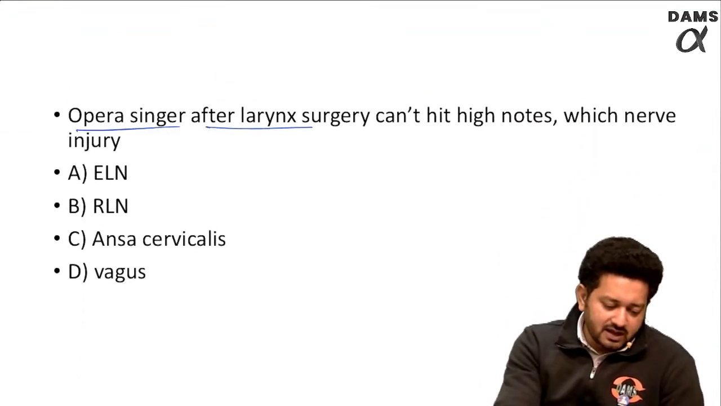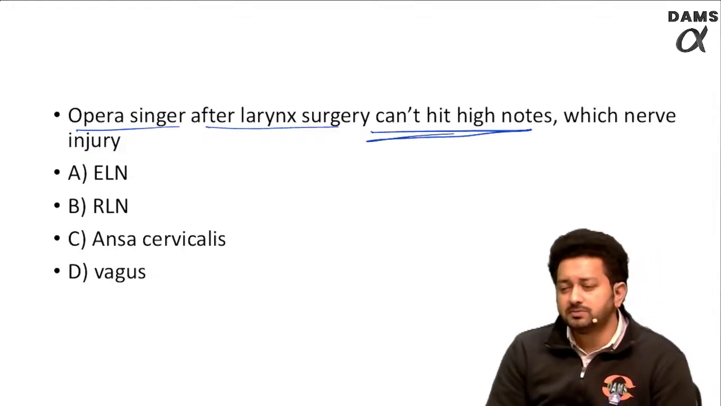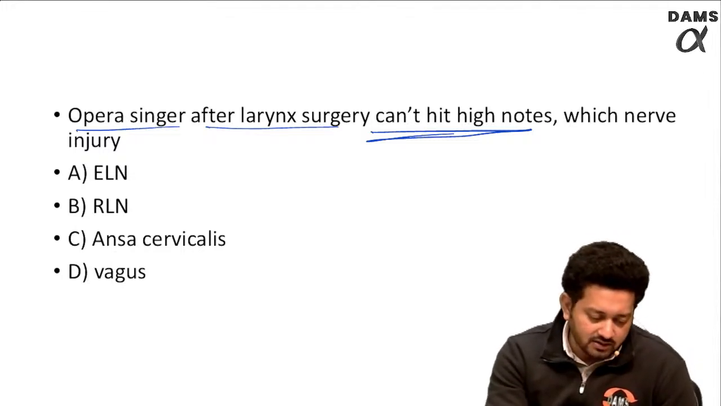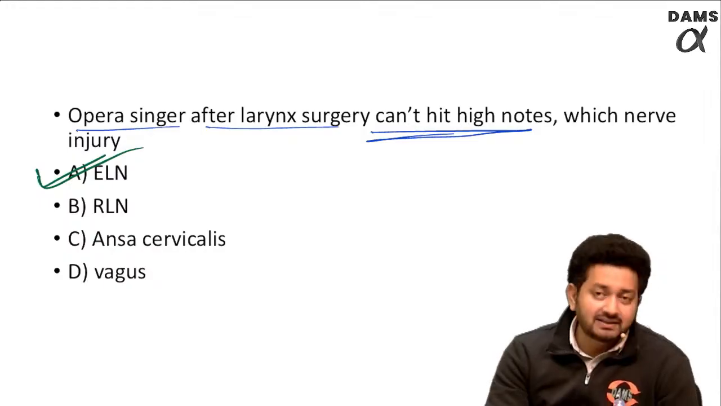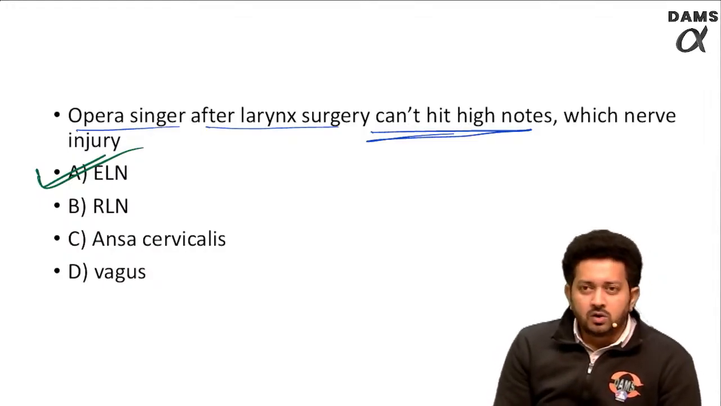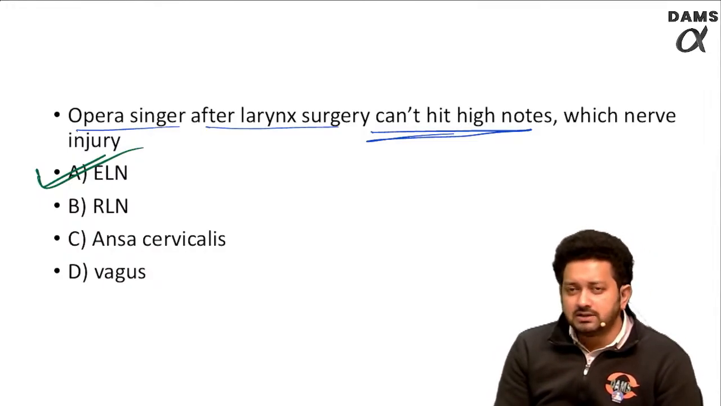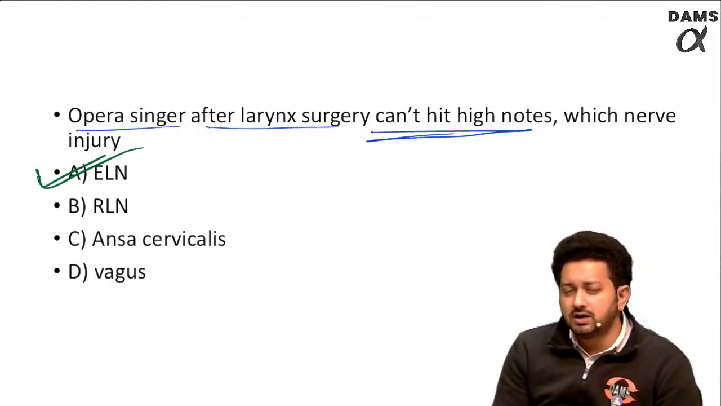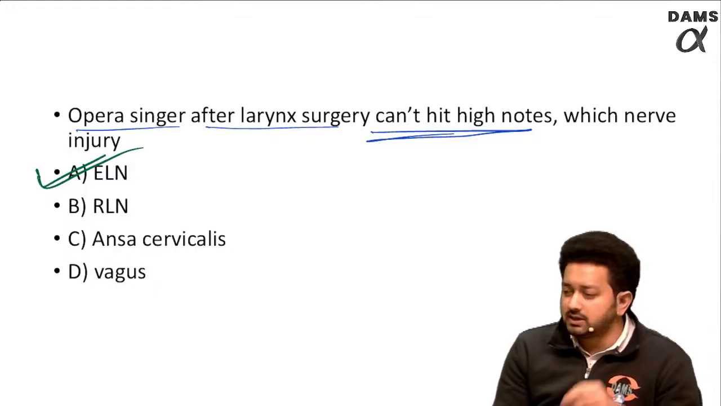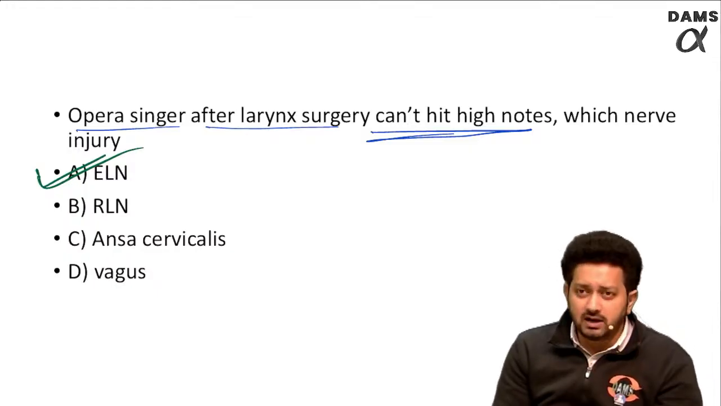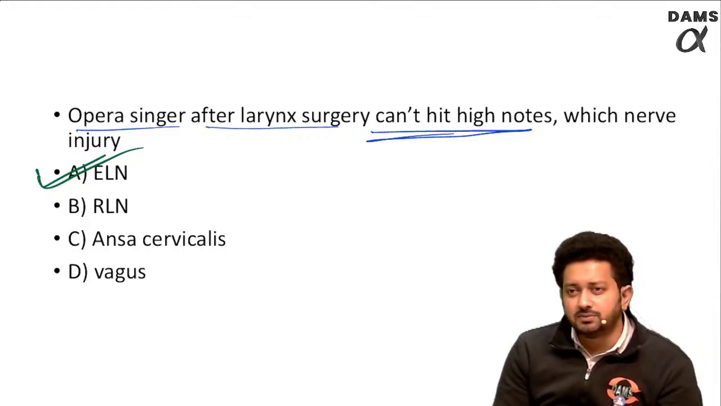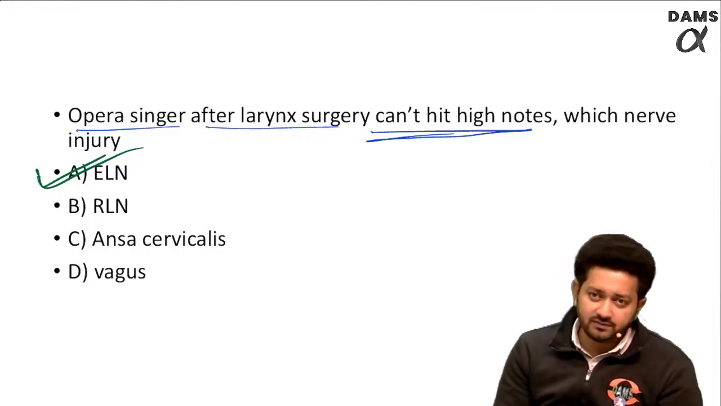Opera singer after the larynx surgery can't hit high notes. Which nerve is involved? Can't hit high notes because the tensor of the vocal cord, that is cricothyroid, is gone, and that is supplied by the external laryngeal nerve. Superior laryngeal nerve gives two branches: internal laryngeal and external laryngeal. External laryngeal supplies cricothyroid, and the internal laryngeal supplies the sensory part of the larynx above the vocal cords. Below the vocal cords, the sensory as well as motor is supplied by the recurrent laryngeal nerve.